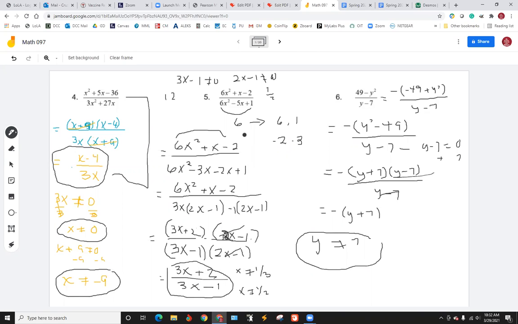But we still need to determine what these two things can't be. So 3x minus 1 can't be equal to 0, and 2x minus 1 can't be equal to 0. So if x is 1/3, then 3 times 1/3 is 1, minus 1 is 0. So there's that one. And the same thing over here, 1/2 times 2 gives you 0 when you subtract. So there you got it.